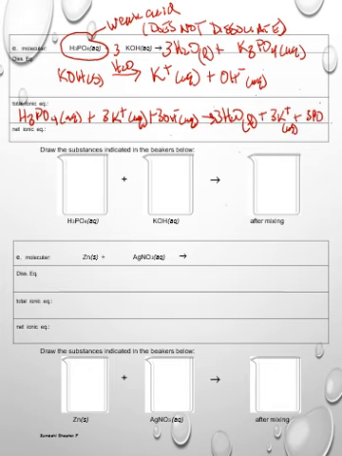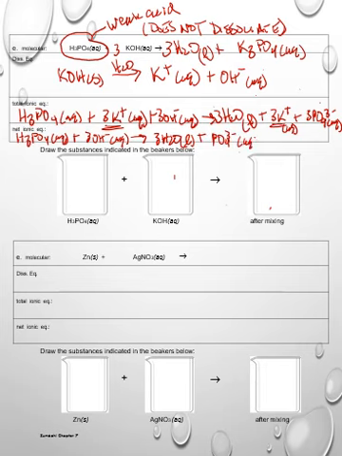and the 3 PO4 3 minuses. Okay, and then for my net ionic equation, hopefully you notice the only thing that remains the same on each side are the K pluses. So for my net ionic, I would have H3PO4 aqueous plus the 3 OH minuses aqueous, forming the 3 waters plus the PO4 3 minus aqueous. Okay, so just slightly different.